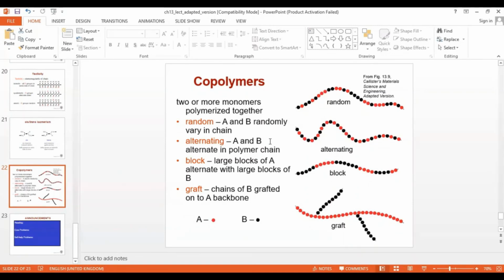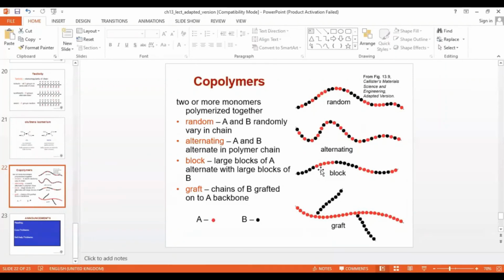All right. Then I have block. Third one, you see block. So that is 4 black, then 5 red, then 5 black, then 5 red, something like that. That's a kind of block. So this is known as a block copolymer.